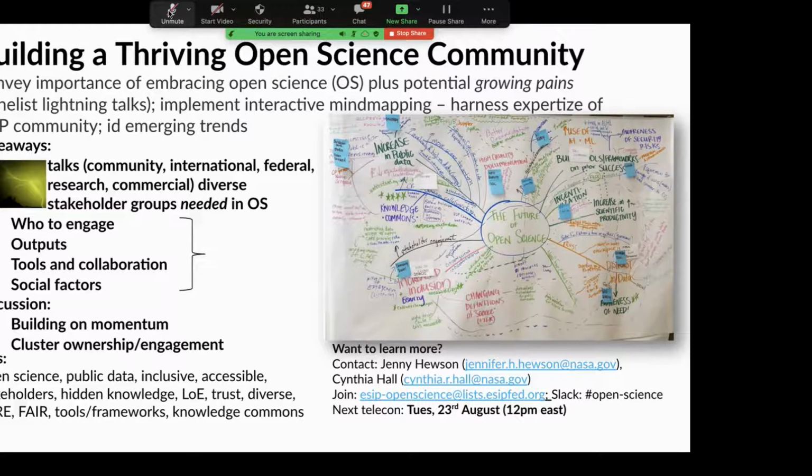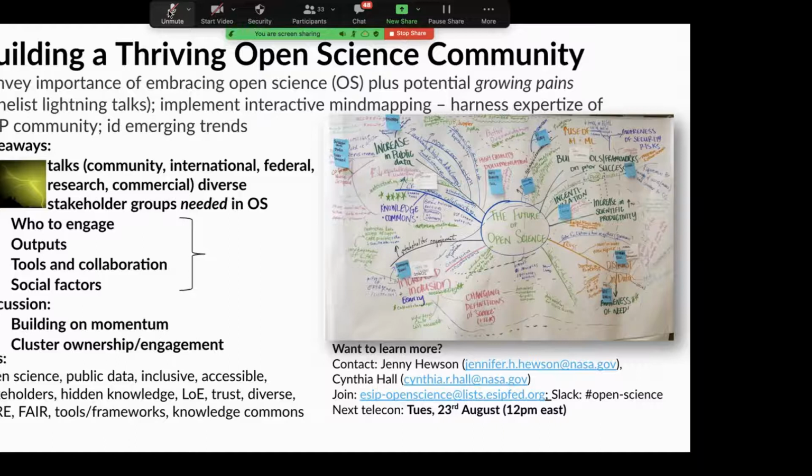Well, thanks so much. I'm Jenny Houston, and I was a co-organizer of a session called Building a Thriving Open Science Community, along with a cohort of other folks. And really the three main aims of that session were to convey the importance of embracing open science, and to highlight the potential growing pains for initiatives and projects in that development, and I will talk about that a little bit. And then the main part of the session was this interactive mind mapping activity to really use the expertise of the ESIP community to identify emerging trends in open science.